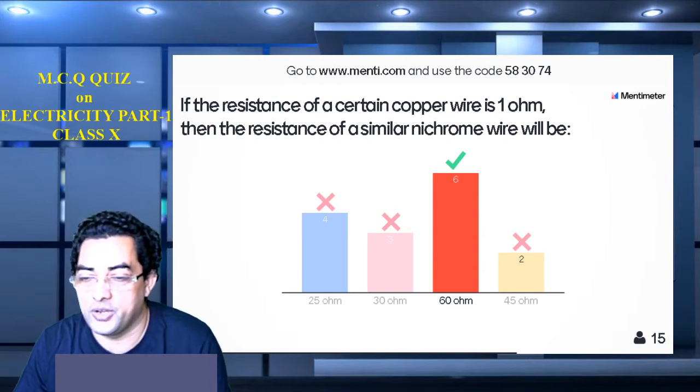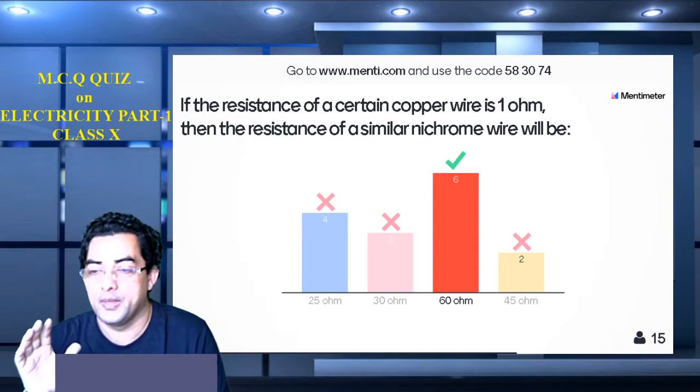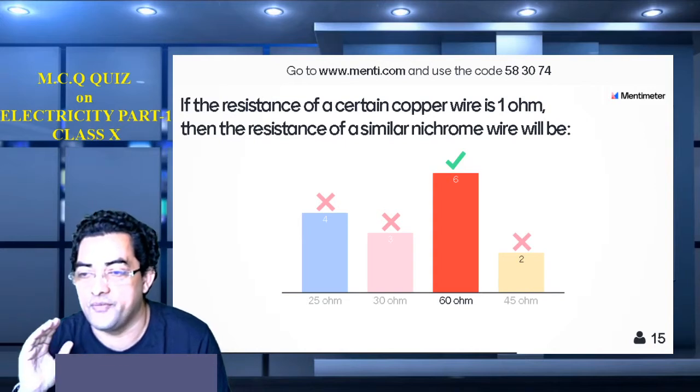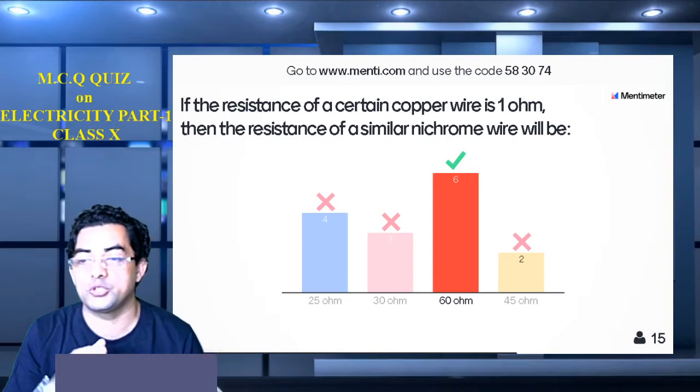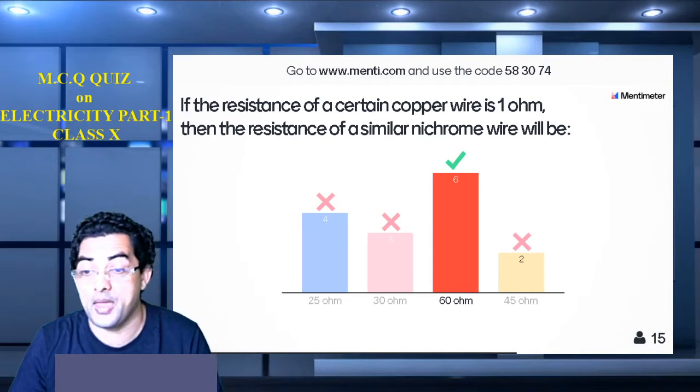Okay, let's move on to the next one. You have to remember that the nichrome wire has a very high resistance of almost 60 times as compared to the copper wire.